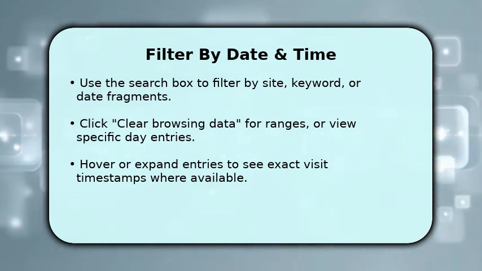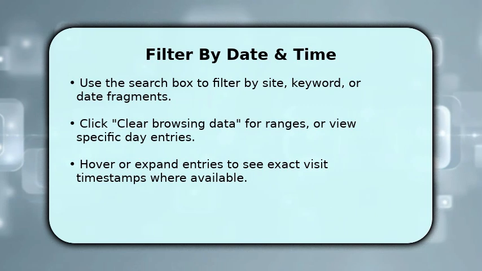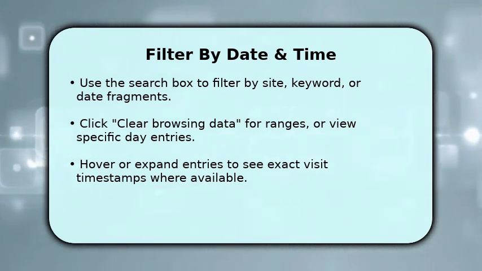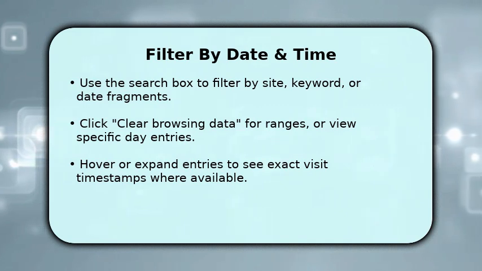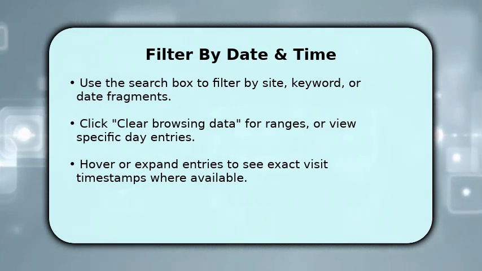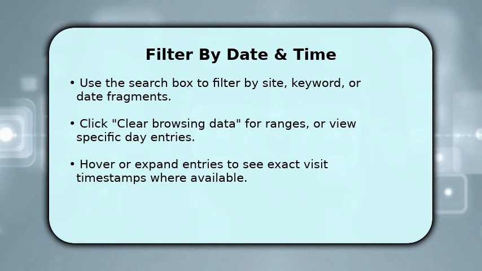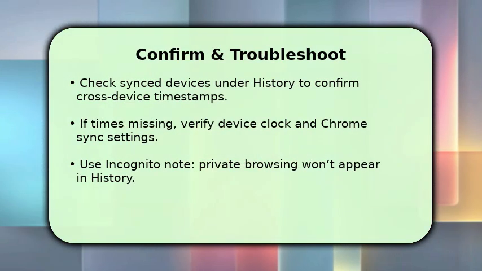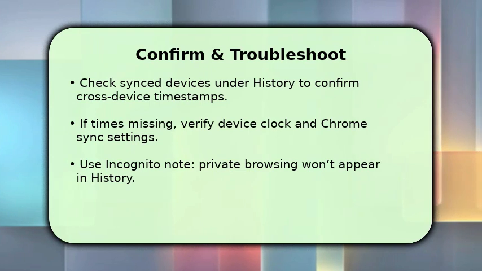If you need a range, open clear browsing data to view date options without deleting. This reveals what ranges are stored. Once you see entries, hover or expand individual lines to expose precise visit times and session grouping for accurate timing. Finish by confirming timestamps across devices.